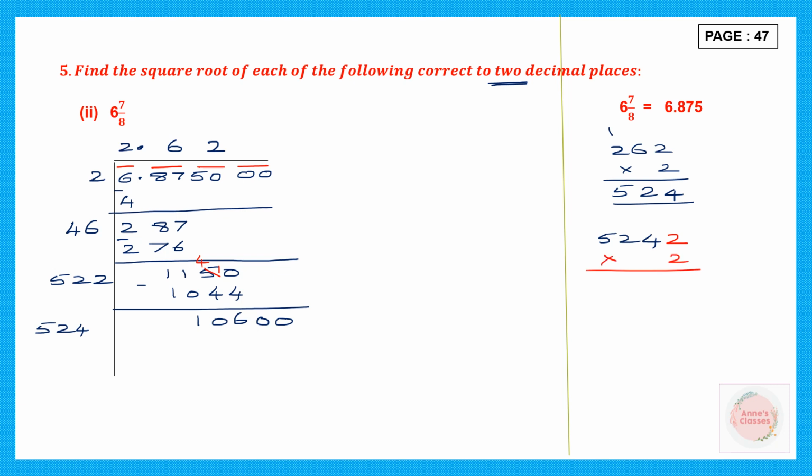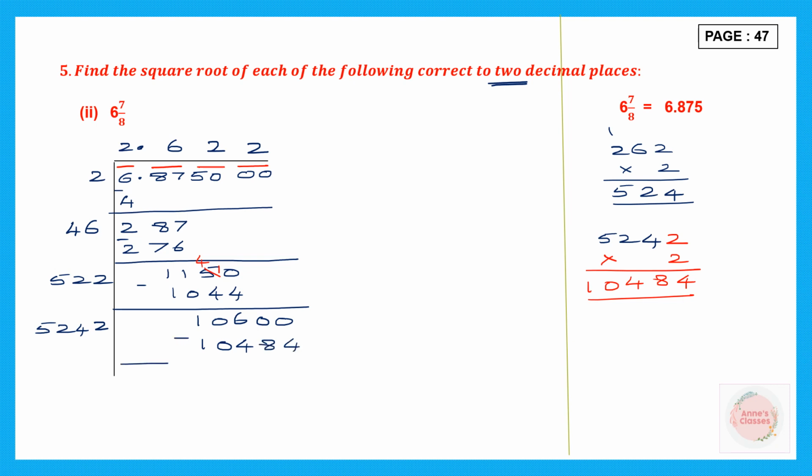So this is 2 2s are 4, 2 4s are 8, 2 2s are 4, 2 5s are 10. So here what do we have? 10,484. So here that is close to this number. So next to 524 we can write the digit 2. So now it is 5,242 into 2.